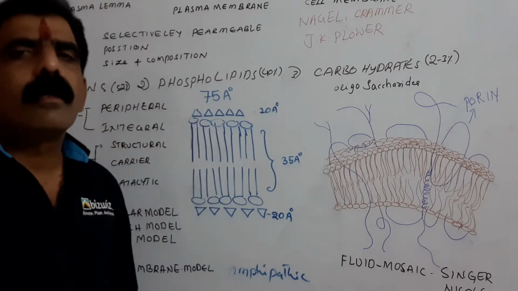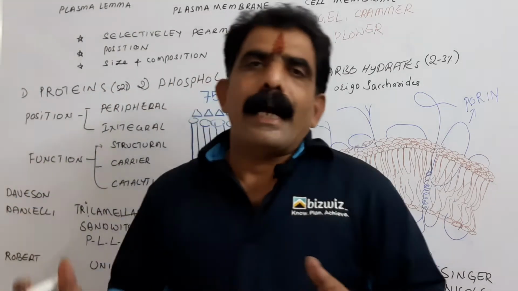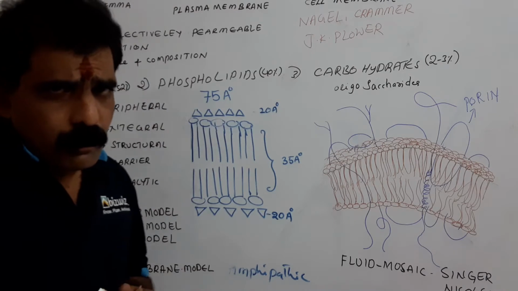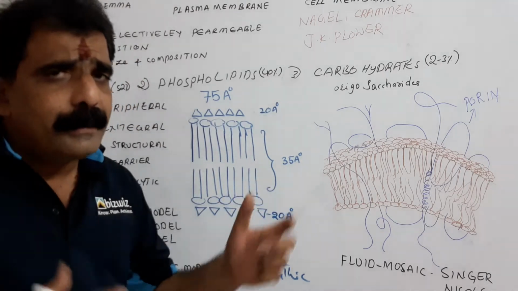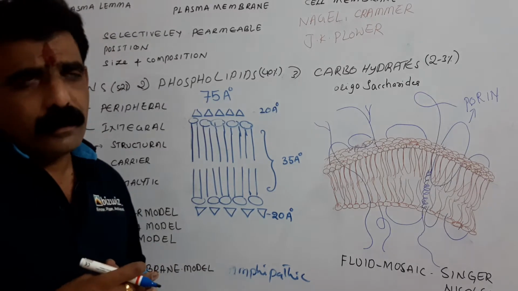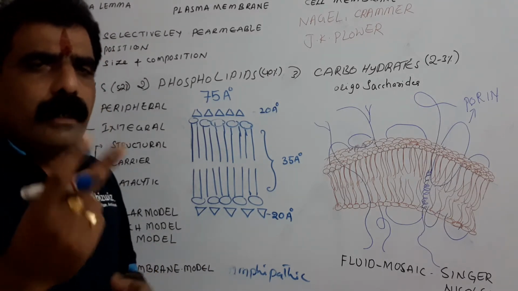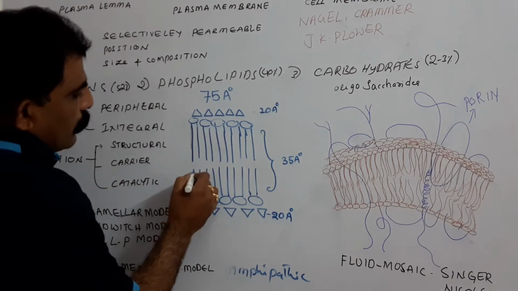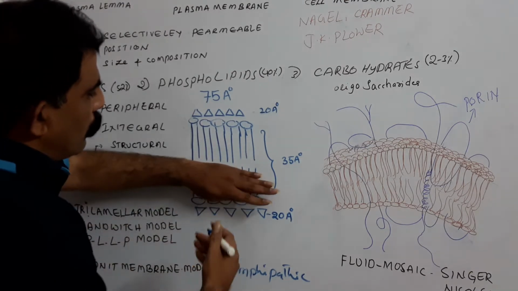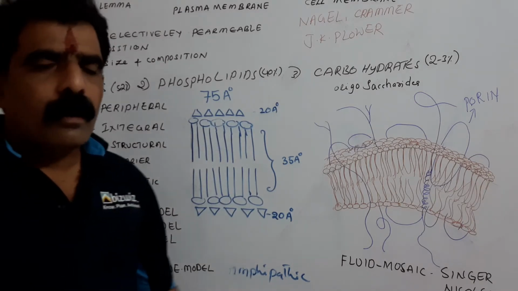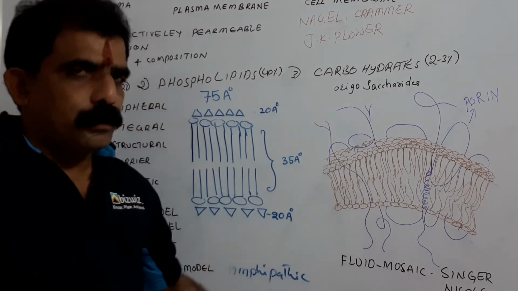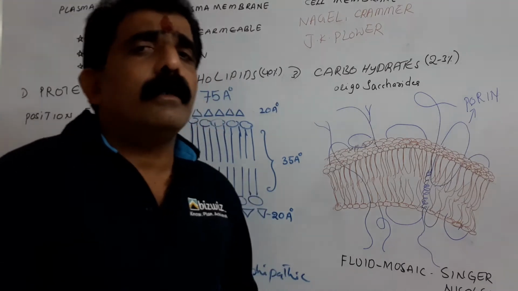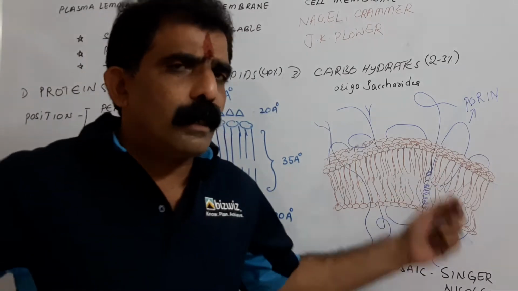Amphipathic nature means the same molecule exhibits both the hydrophobic nature as well as hydrophilic nature. If you see the lipid molecules in the plasma membrane, they are arranged in a bilipid layer, meaning two monolipid layers together constitute a bilipid layer. You can see this: a monolipid layer, the lower one, and the upper one, another monolipid layer. So always lipid molecules in the plasma membrane are arranged in a bilipid layer.